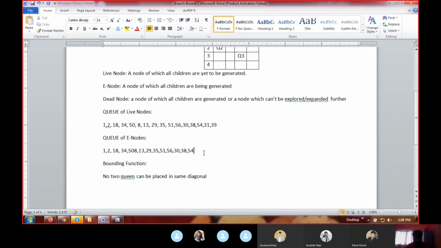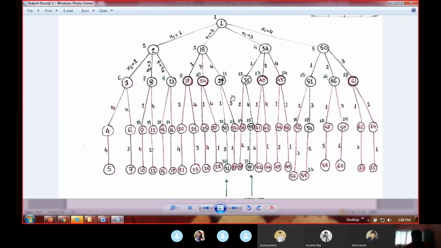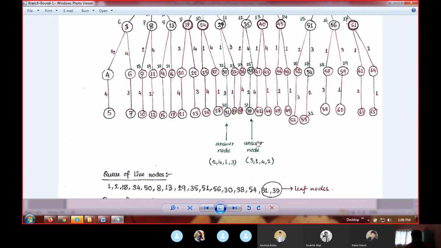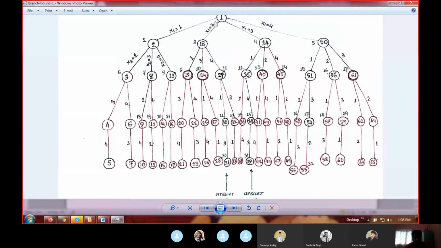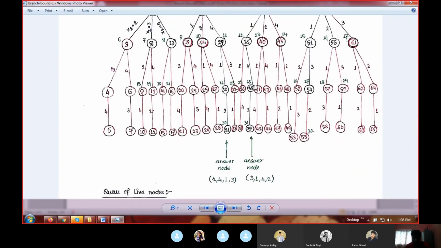So the solutions are like so, one solution what we have found, that is solution 1, from the picture what you can say, is this path. So this path is 2 4 1 3. Another is 3, then 1, then 4, then 2. So 3 1 4 2.